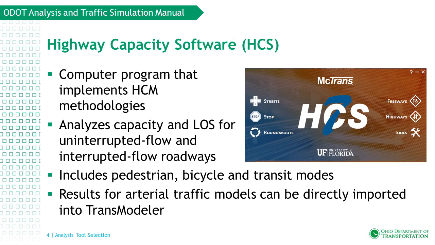Highway Capacity Software, commonly called HCS, is a computer program that implements the HCM methodologies. Both HCM and HCS analyze capacity and LOS for uninterrupted flow and interrupted flow roadways. Other travel modes covered by HCM and HCS are pedestrian, bicycle, and transit. Results from signalized intersection analysis created by HCS can be directly exported to Transmodeler software.